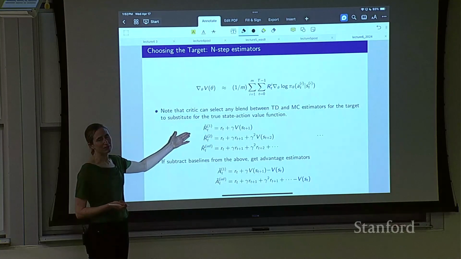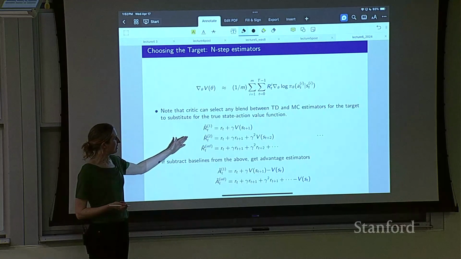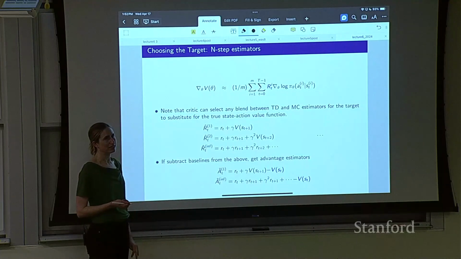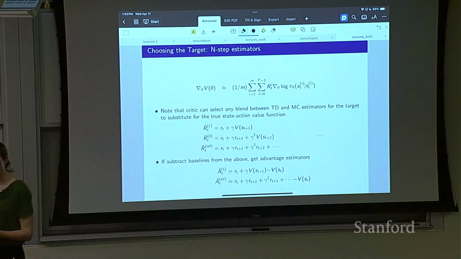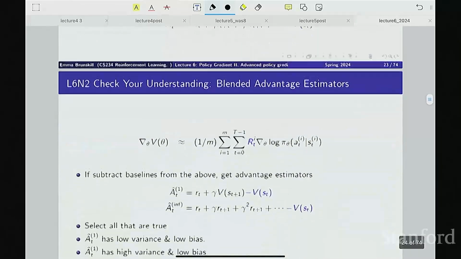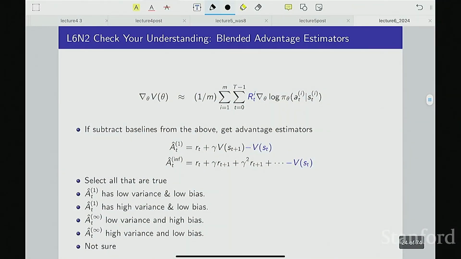You can think of each of these as being estimates of your Q function. Then you could get advantage estimators where you subtract off the V of your current state in each of those settings. They're called n-step estimators, where n is the number of time steps until you bootstrap. One important thing is to think about where you might want to trade off between these. So, to check your understanding: if we introduce these blended estimators, how do bias and variance trade off? Why don't we go ahead and do that now.